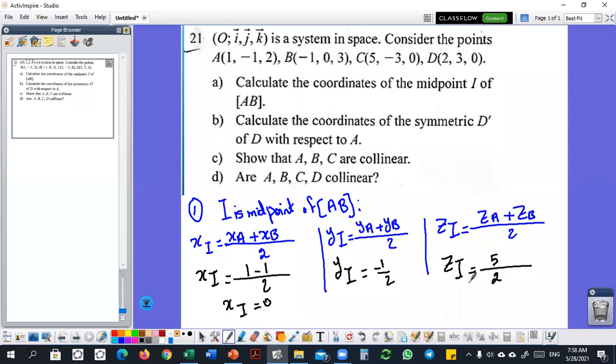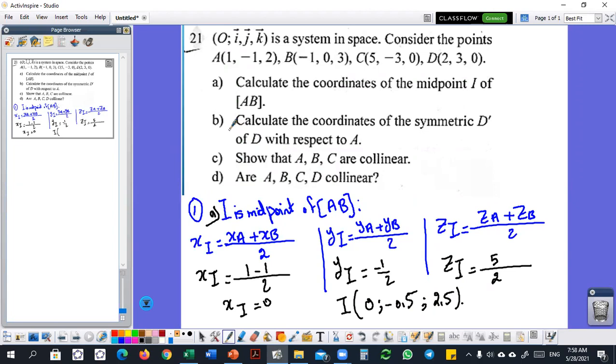When you divide by 2, you can write your answer as a decimal, it's not necessary as a fraction. So you can write 0, then negative 0.5, and then 2.5. You can write it as a decimal. Any questions? Let's move to part B. This was part A.